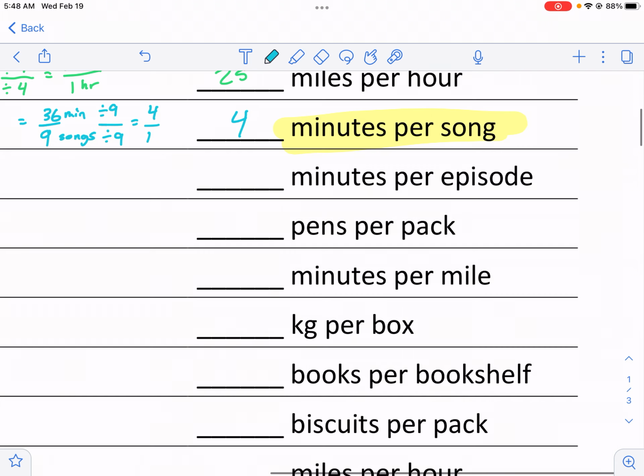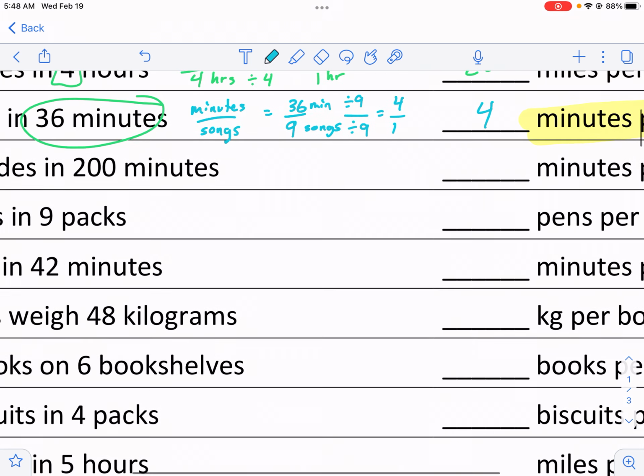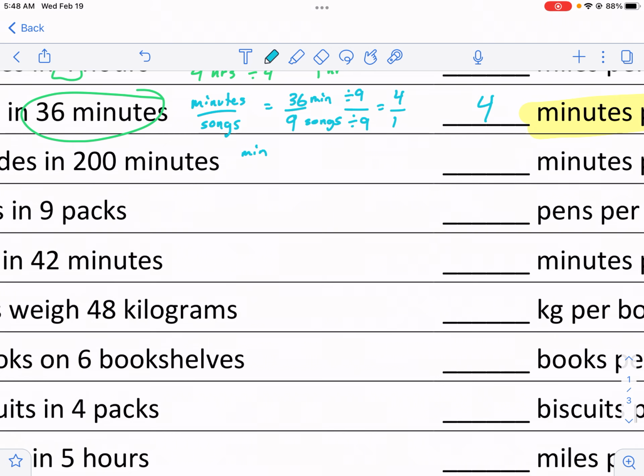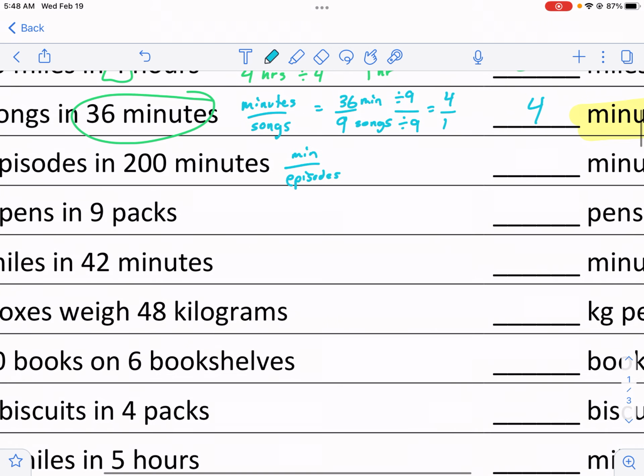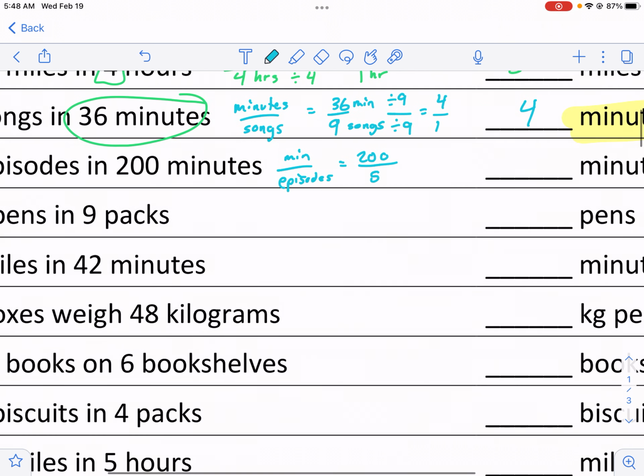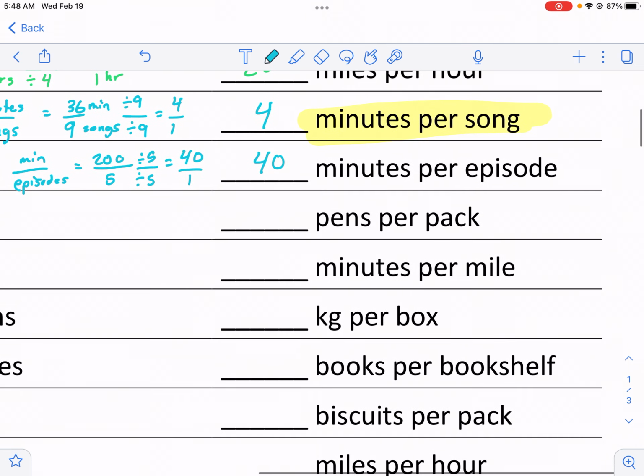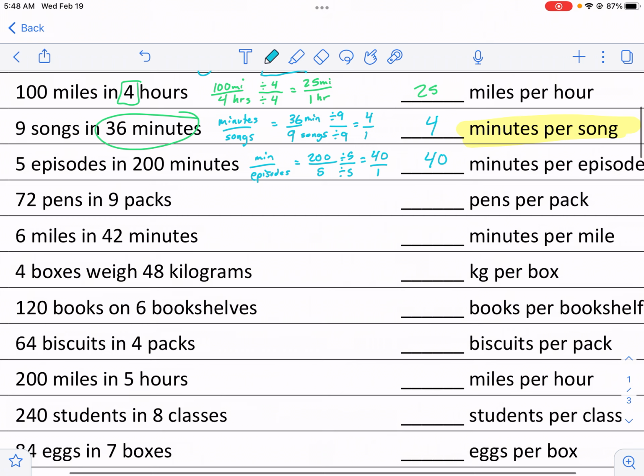Okay, so each one of these, we should actually start over here. Minutes per episode, so we need to have minutes on top, episodes on the bottom. So we have 200 over 5. So we're going to divide by 5 because that's the denominator to get the unit rate, and we get 40 over 1. So 40 minutes per episode. Okay, so I hope you guys see this.